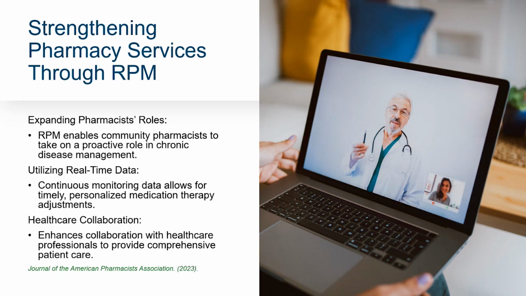Healthcare collaboration. This enhances collaboration with healthcare professionals to provide comprehensive patient care. RPM services in pharmacies can foster greater collaboration between pharmacists and other healthcare providers. This continuous patient data helps pharmacists fine-tune medication regimens with physicians. This allows for an integrated care approach where you are working with physicians to co-manage these patients. Because these providers can act on these real-time data insights rather than waiting for in-person visits, faster clinical decisions can be made with this service.